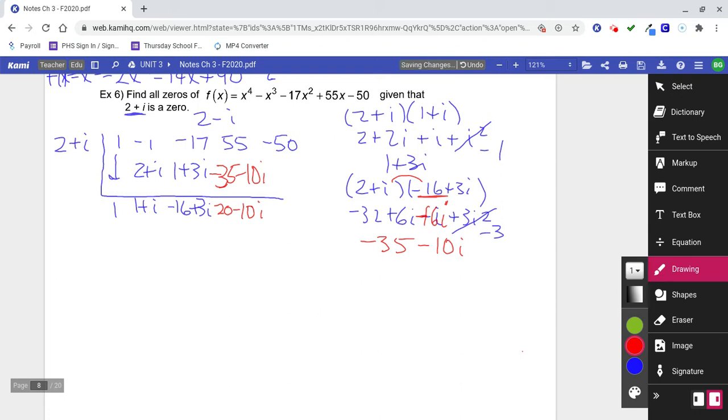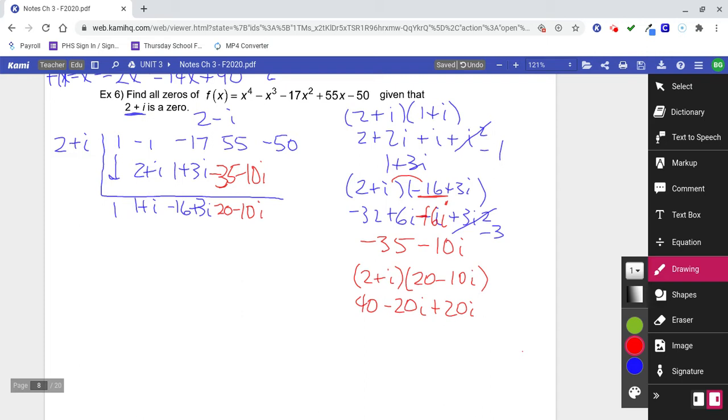Okay, so I've got to do it again. I've got to FOIL again. Hopefully I won't mess it up this time. 2 plus i times 20 minus 10i. Okay, distribute. 2 times 20 is 40. 2 times negative 10i, negative 20i. i times 20 is plus 20i.